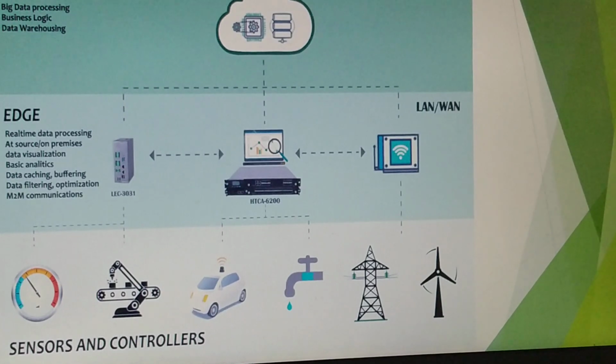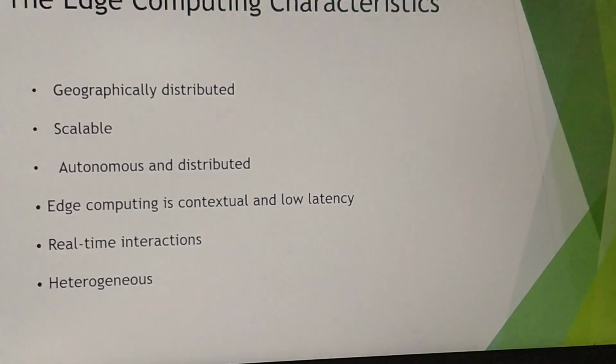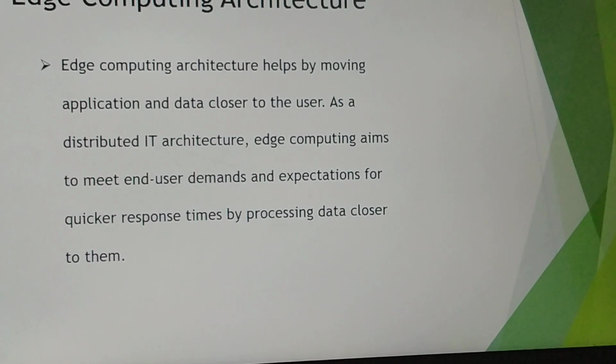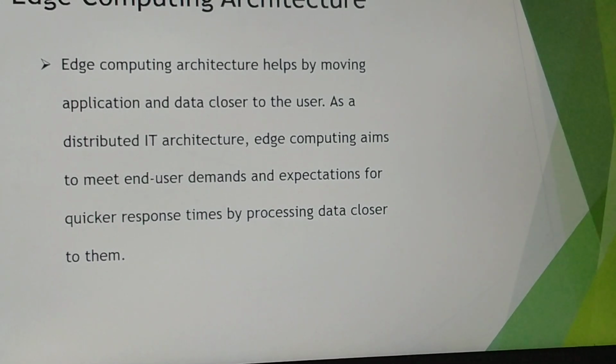Scenarios in which edge will dominate include a need for low latency, or where there are bandwidth constraints. Here are edge computing characteristics: geographical distribution, scalable, autonomous, and distributed. Edge computing is contextual, with low latency and real time interaction. It has a heterogeneous architecture. What is edge computing architecture?